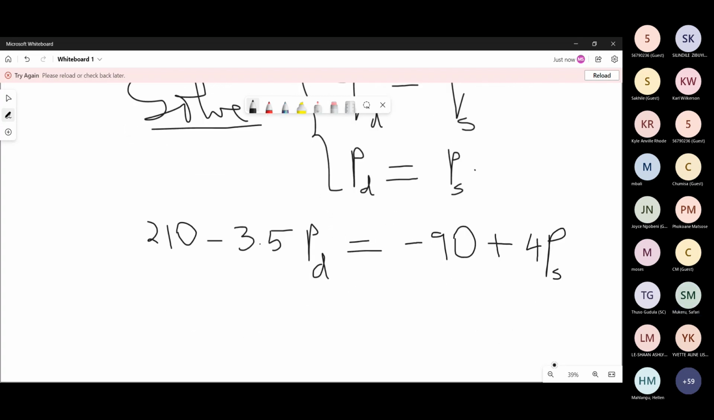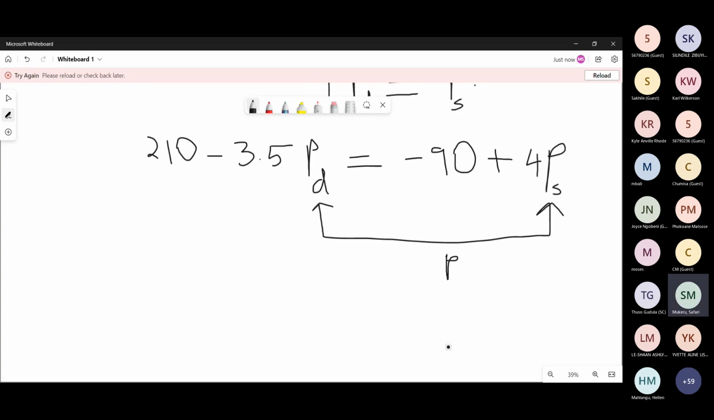Now, at equilibrium, these two quantities are also the same. PD and PS are the same, right? And then we simply replace them by the same letter, P. So we replace PD and PS by the same letter P. And then what do we obtain? We have 210 minus 3.5 P equals negative 90 plus 4P.